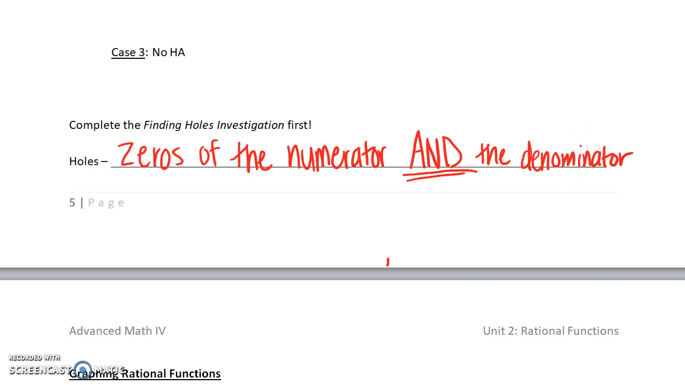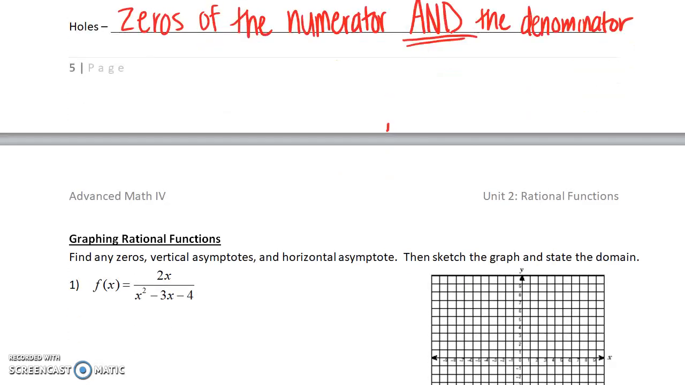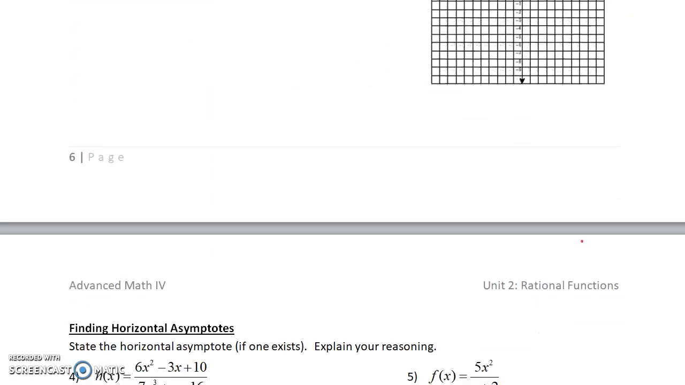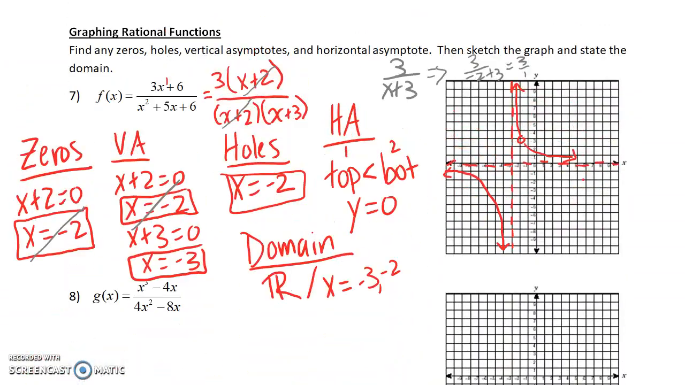So that means those values we found when we set the numerator equal to 0 and the denominator equal to 0, like this -2, it was a zero of the numerator and a zero of the denominator. When they're in both categories, they become a hole. And again, I do not want us crossing these out to confuse that. That was just a temporary visual.